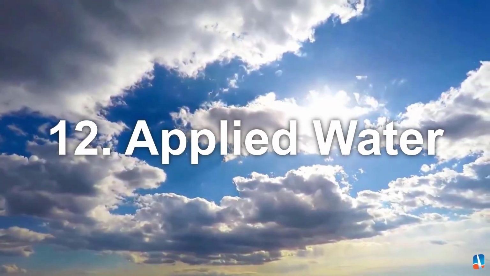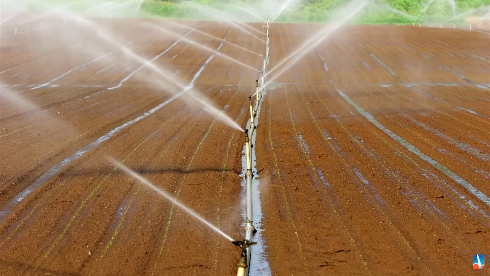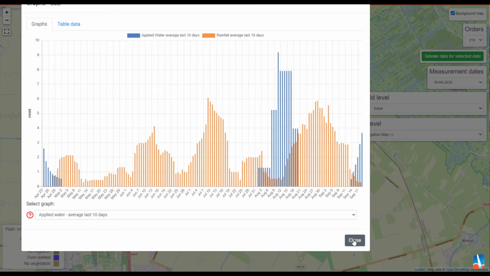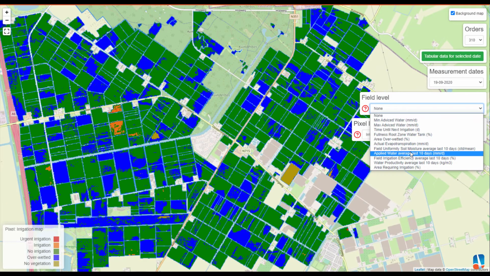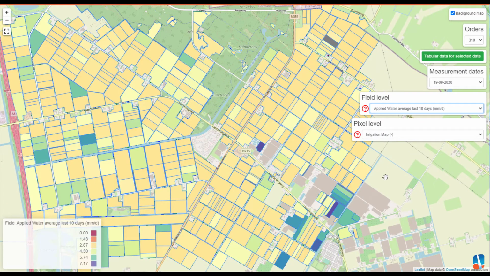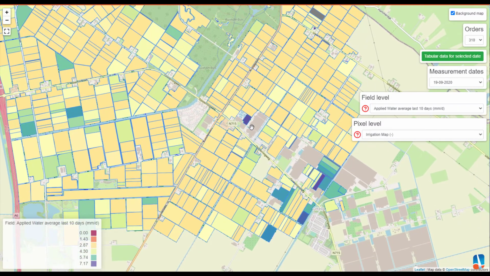Number 12, applied water. The applied water is shown in millimeters per field average over the last 10 days. This value shows you how much the irrigator has irrigated on average. It is valuable data to keep on track for the farmer. The value is smeared across 10 days because this parameter is on daily level, not accurate enough. We can also tell you how much water is evaporated from your irrigations.